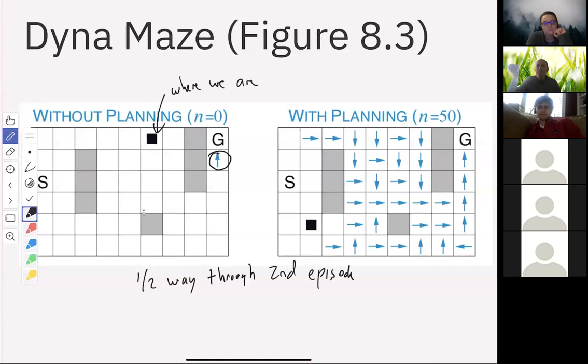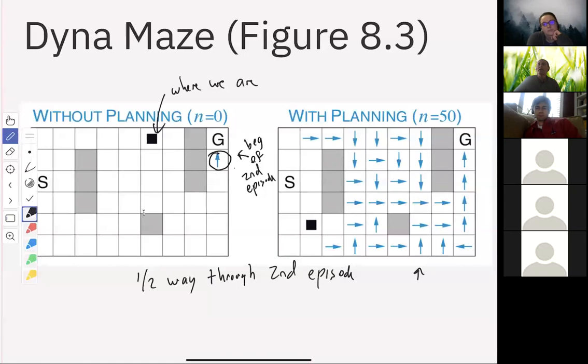On the other hand, this is, again, halfway on the right-hand side, and we have updated a whole bunch of states, right? Because if you think about it, at the beginning of the second episode, even with n equals 50, this is what it looked like, right? Because using our real experience, we updated one step back from the goal, the one place we have a non-zero reward, and then we ended the episode.